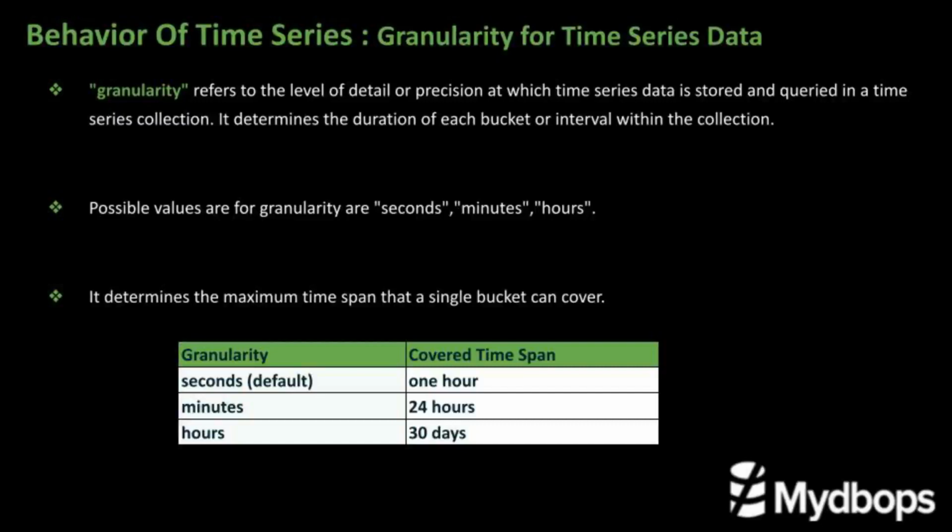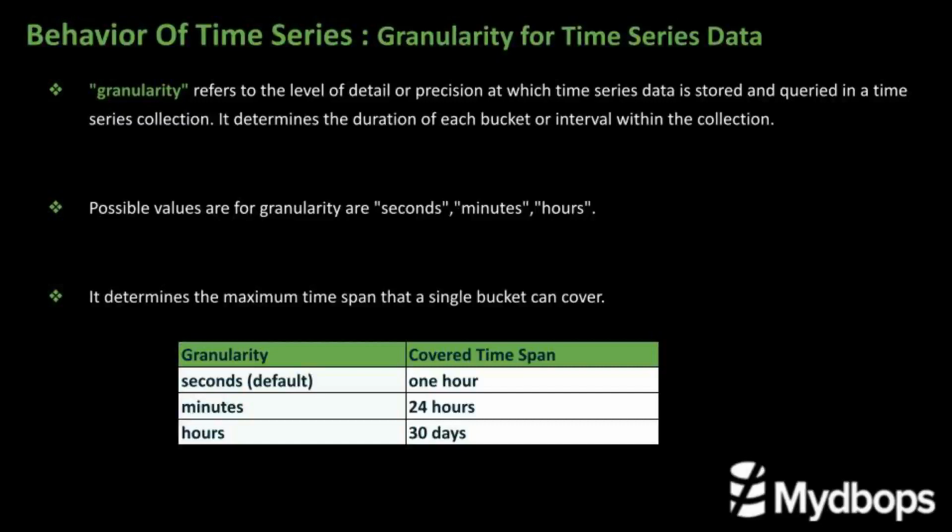Let's discuss granularity in a time series. Granularity refers to the level of precision at which the time series data is stored and queried from the time series collection. There are different levels of granularity. They are seconds, minutes, and hours.